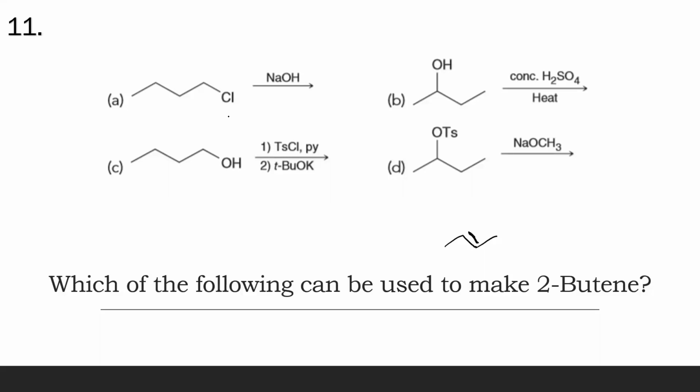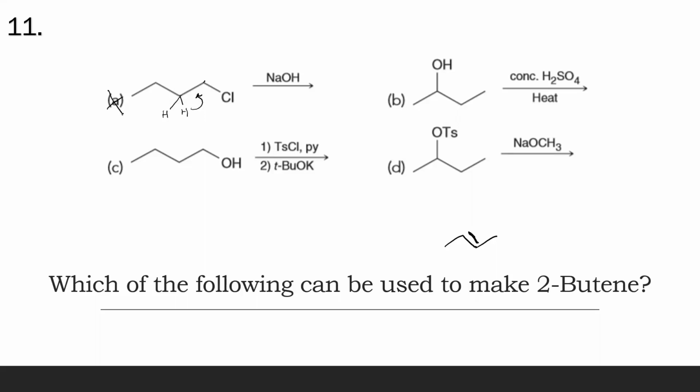So in this case, we only have beta protons here. Okay, so when these hydrogens get abstracted, you're going to produce the Hofmann elimination product. So you're not going to get 2-butene. So it's not A.